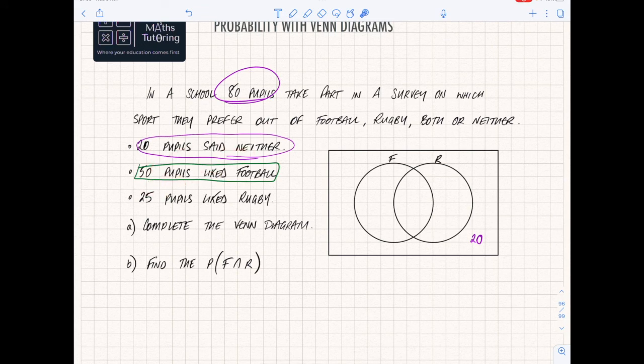So if it said 50 pupils only liked football, then you could straight away put 50 here. But because it says liked football, it means they could either be in this bit or in the overlap. So we need to be careful with the wording. So let's look at the first process.